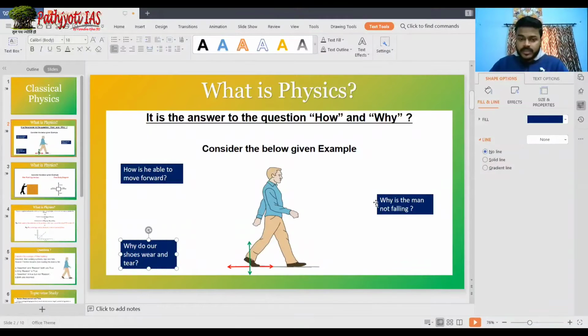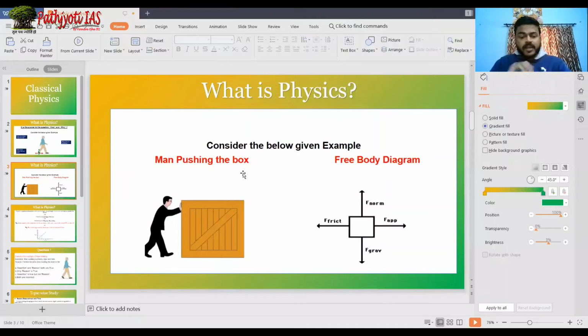Please reply in the chat box and then we'll move further. If not clear, then I also have a stylus with me and I can use the whiteboard to make it easier for you. Okay. Now let us take one more example.